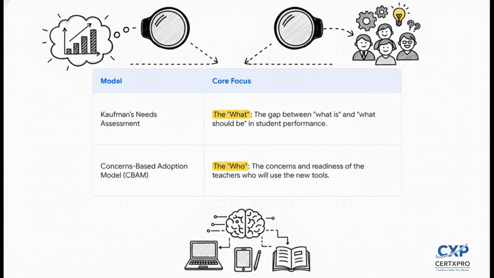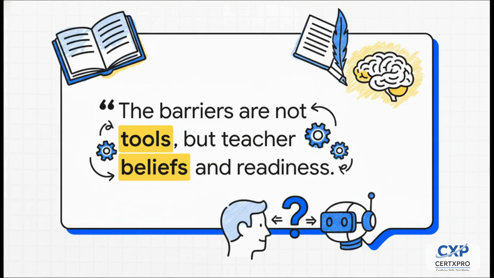That's where the concerns-based adoption model, or CBAM, comes in. It helps us understand the readiness, the worries, and all the concerns of the teachers who will be using these new tools. Take the story of Claire Mensa, an English teacher in London. She saw a really clear gap in her students' essay writing. The school even had this fancy AI writing tutor. But guess what? Teachers weren't using it. And why not? Because nobody had addressed their concerns, their fears about being replaced, or students losing their unique voice. This just goes to show you that understanding the who is every bit as important as identifying the what.